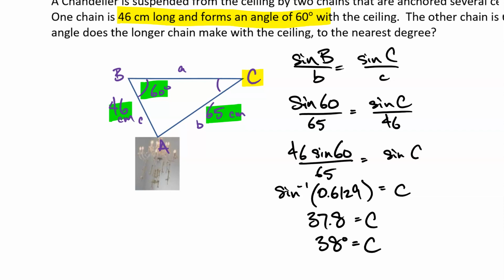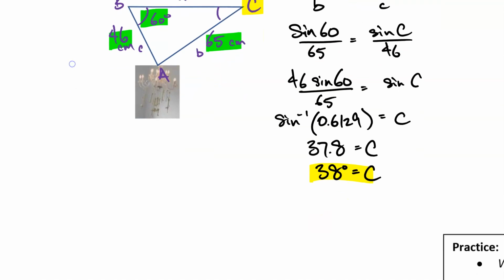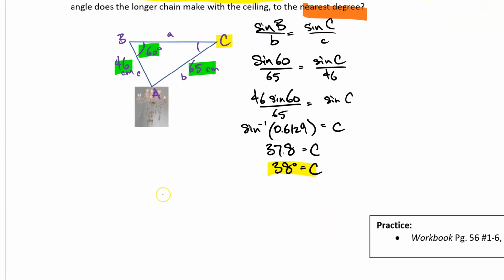Divide out the sine on both sides, or sine inverse on both sides, and 46 sine 60 divided by 65 is 0.6129, rounded to 4 decimal places is good enough. And the final answer was 37.798 something, and I wrote 37.8, but really we need to round to the nearest degree, and so our final answer should be 38 degrees. Okay, therefore angle C is 38 degrees.